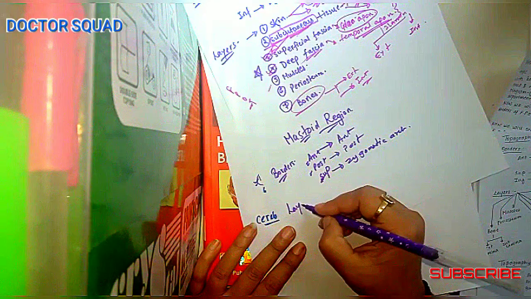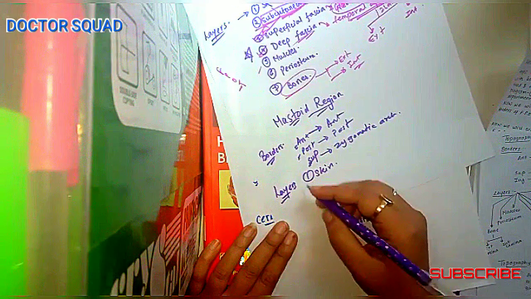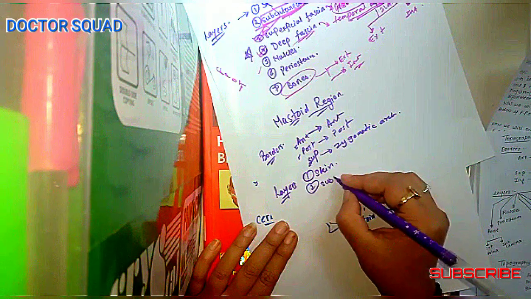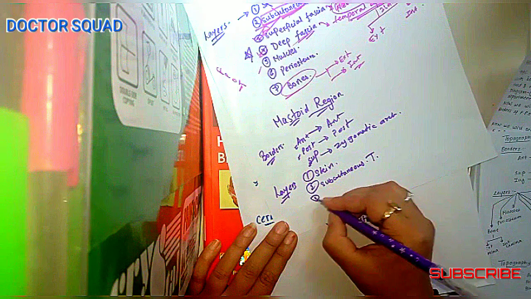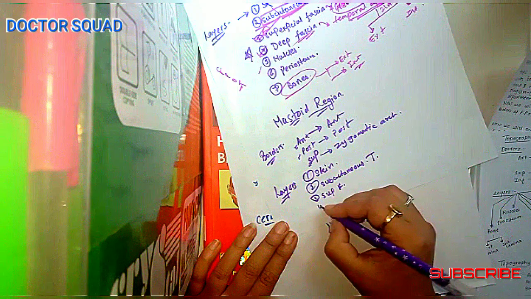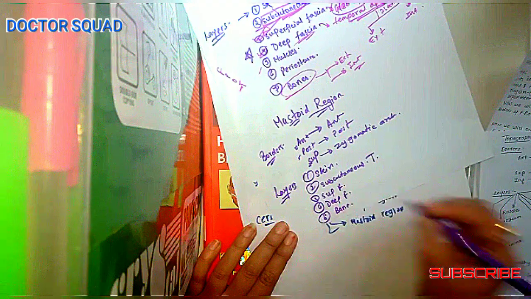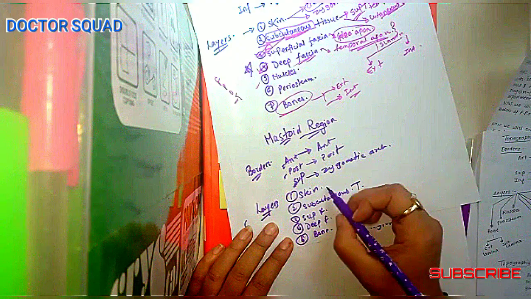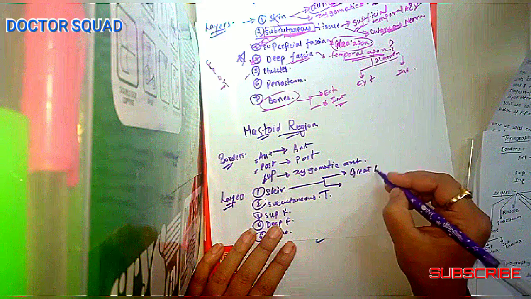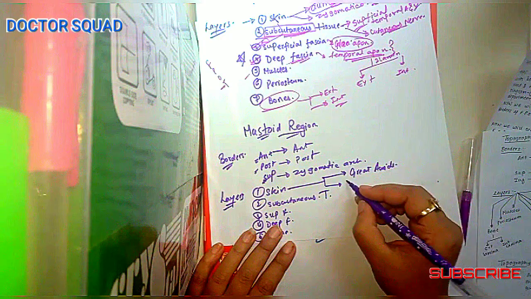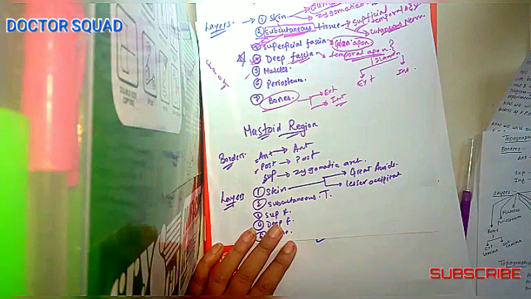Now layers. As usual, the first will be skin. Second, subcutaneous tissue, right? Third, superficial fascia. Fourth, deep fascia. And fifth, bone, right? Skin is innervated by two nerves, great auricular nerve and lesser occipital nerve. How will we remember this?